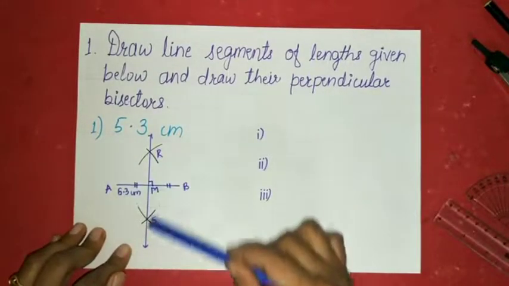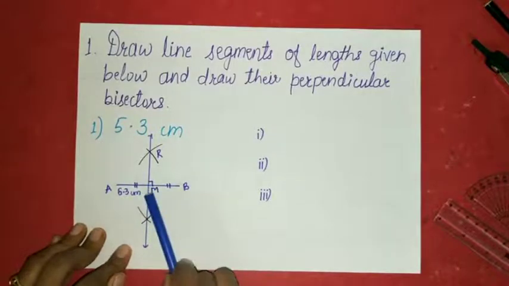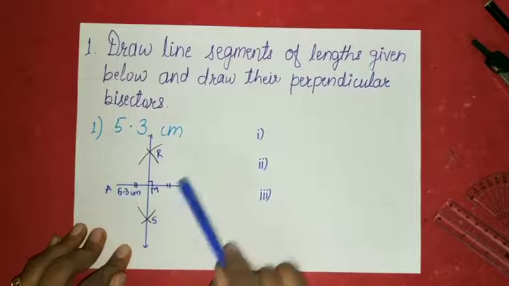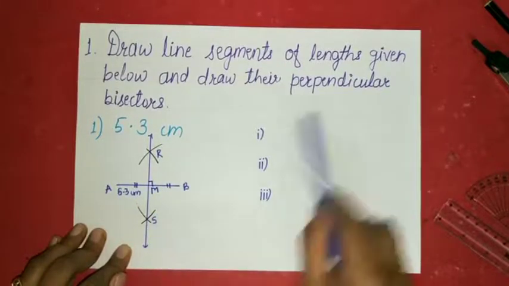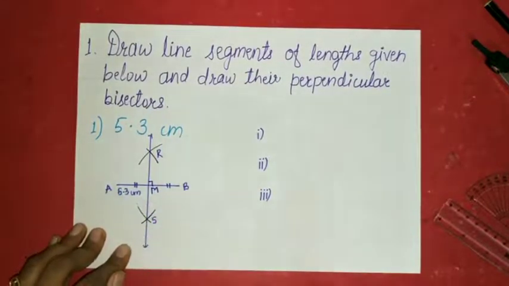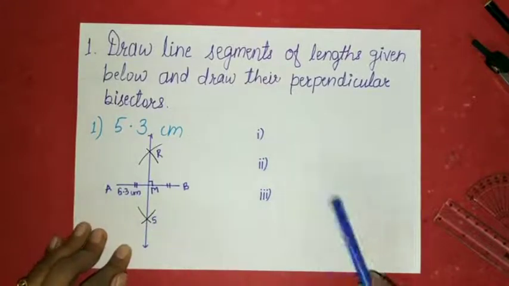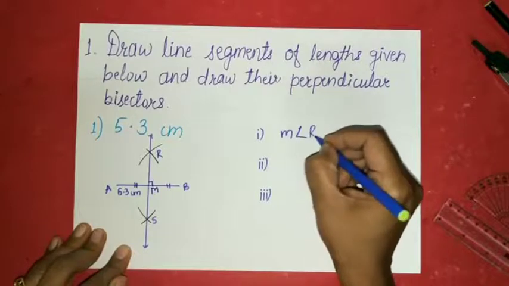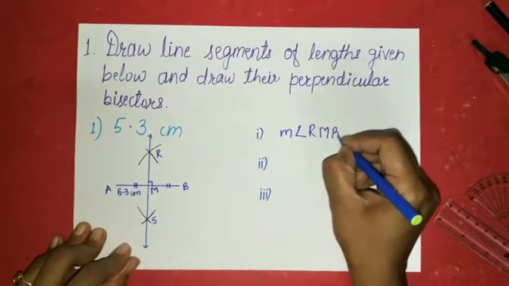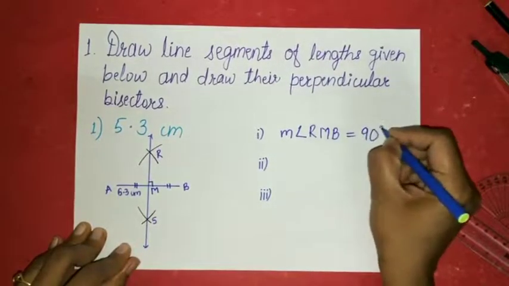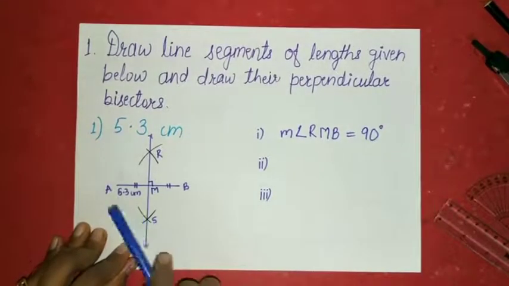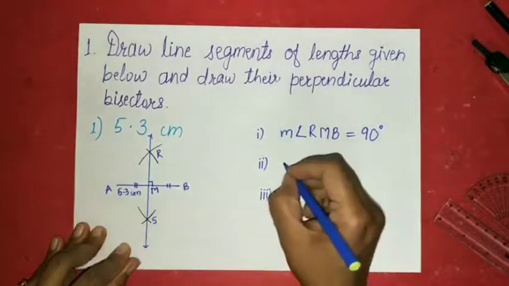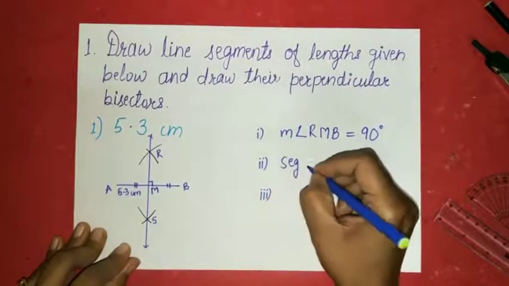Now here line RS is perpendicular as well as it passes through the midpoint, that is, it bisects the segment AB. Hence we say that line RS is the perpendicular bisector of segment AB. Now what conclusion did we make here? The first one is measure of angle RMB is 90 degrees. The other we get here is segment AM is congruent to segment MB. So this is our second observation.